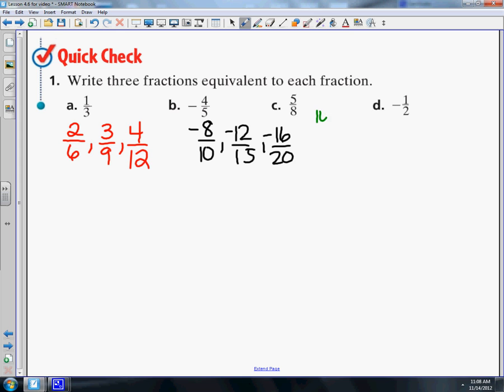5/8, you can have 10/16. That's timesing each number by 2. Then I times each by 3 and get 15/24. And then I times each number by 4 and get 20/32. You can do whatever you would like. There aren't only 3 equivalent fractions. There are tons of equivalent fractions. Negative 1/2. So negative 2/4, negative 3/6, and negative 4/8.